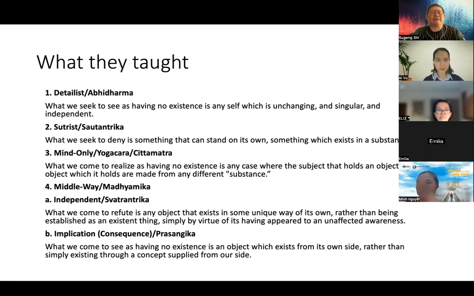Maybe let me give you an example. For the detailist, it is impossible for things to last forever. So it is impossible for unchanging. Unchanging refers to permanent, right? So it is impossible for things to last forever. Means that there are things that will last and things that will change somehow. The sutras say it is impossible for us to control everything.